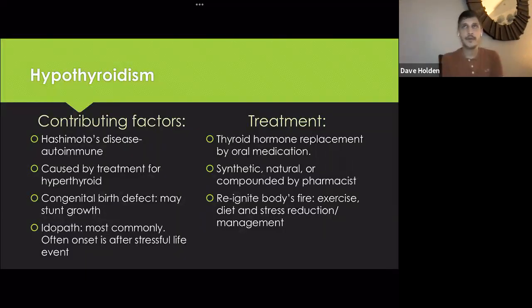So reasons people could develop hypothyroidism: certain autoimmune diseases like Hashimoto's, or it could be caused by the treatment for hyperthyroidism. This could also be a congenital birth defect. It may stunt the growth of the person.